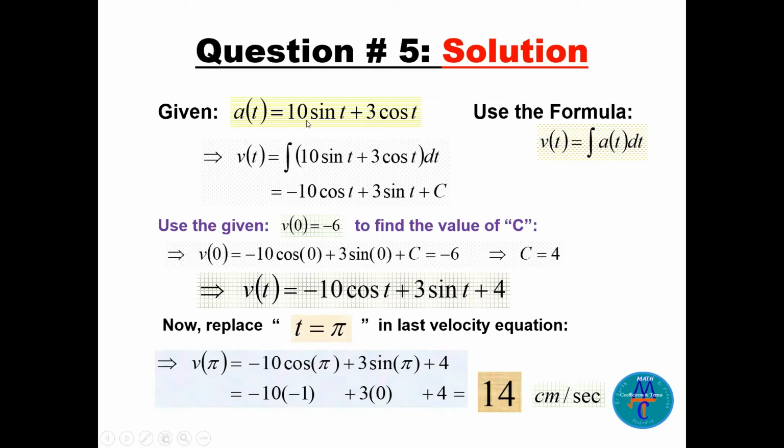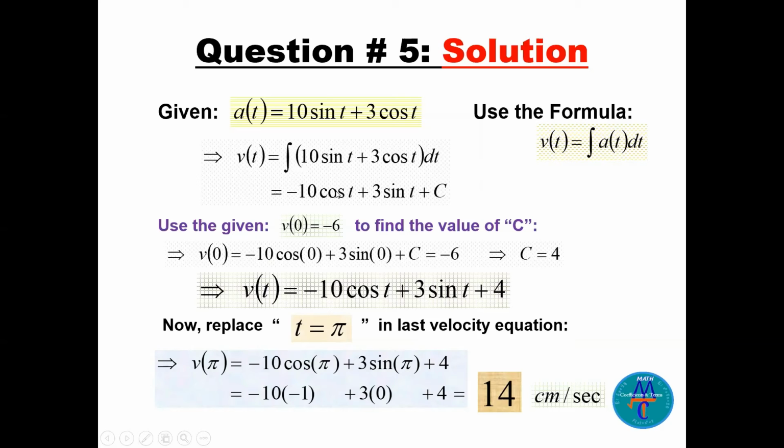Now this is the given, the acceleration is the given. We need to find the velocity. V of t is the integration of a of t, which is the integration of the acceleration. So v of t will be the integral of 10 sine of t plus 3 cosine of t, all dt. So it will be minus 10 cosine of t plus 3 sine of t plus capital C.